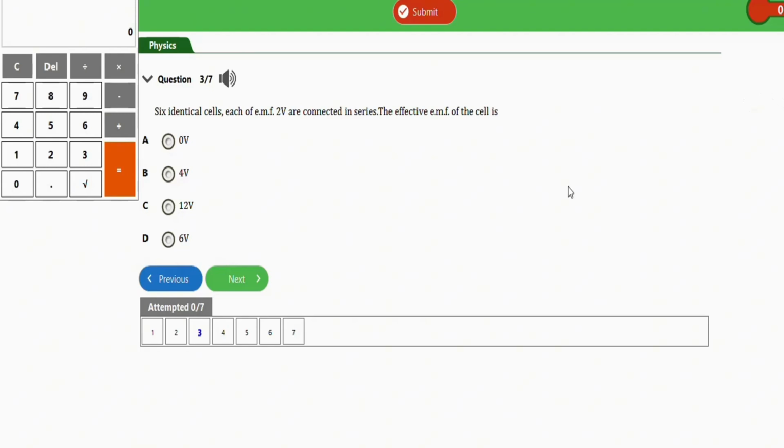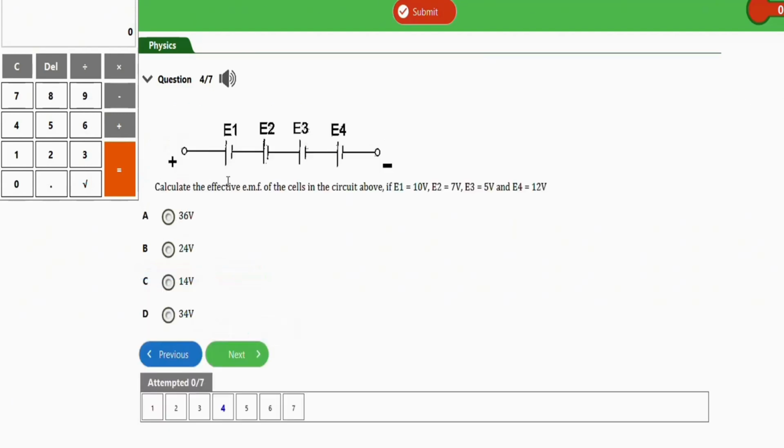The next repeated question will be this one. It says calculate the effective EMF for the cells in the circuit above. So this is also series connection. All you need to do is to add each of the EMF. So it will be 10V plus 7V plus 5V plus 12V. When you do this summation, you're going to have 34V. The correct option in this question is option D, which is 34V.